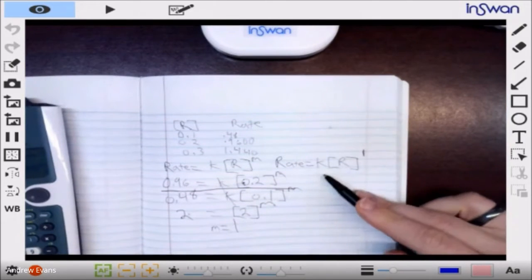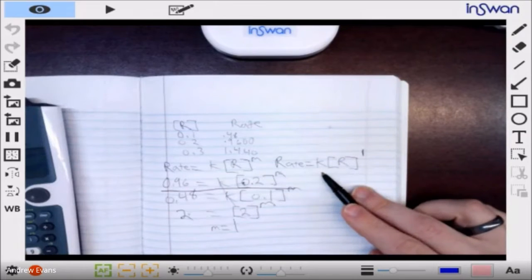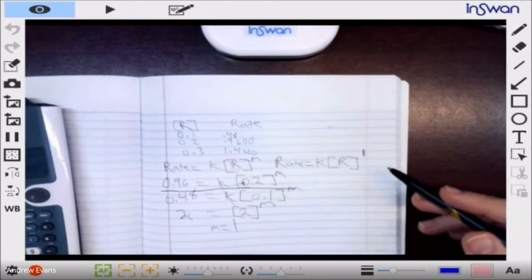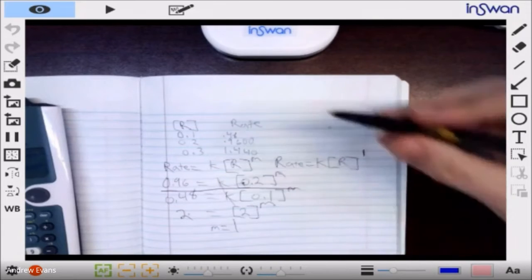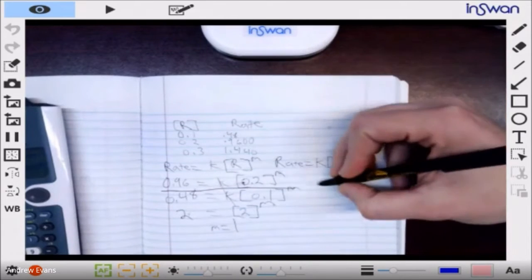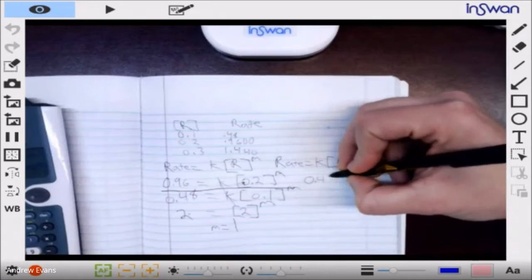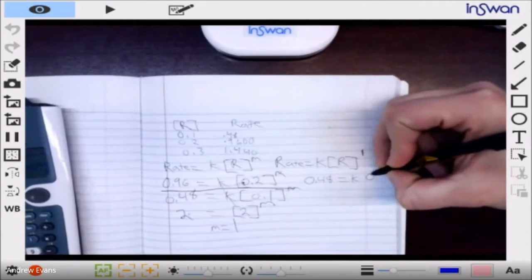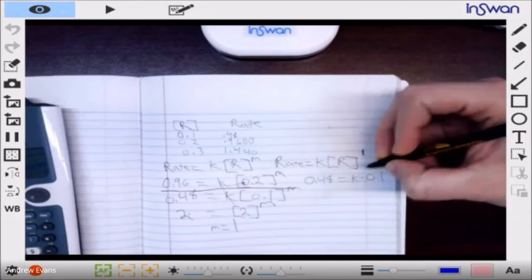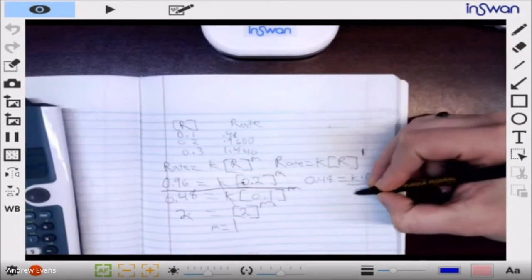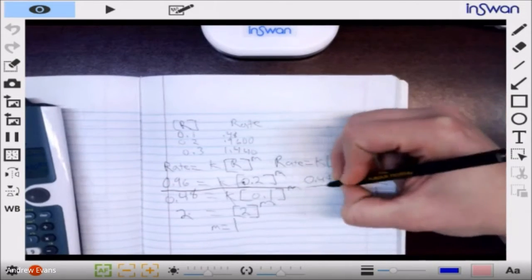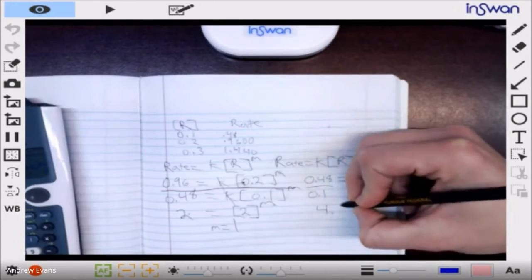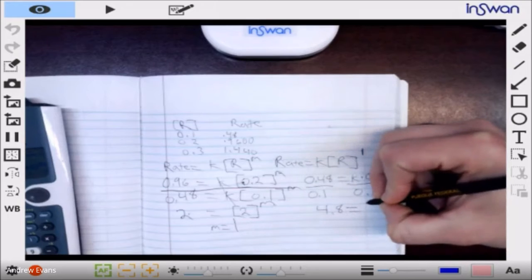Now we need to find out what is K. So to do that, we're going to just plug in any value. Doesn't matter which value, it should be the same K. I can take the first number, 0.48 equals K times 0.1. If I divide both sides by 0.1, I'm going to get my K, which is 4.8 equals K.